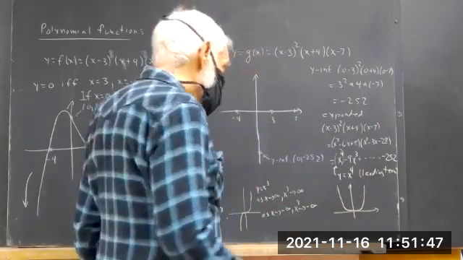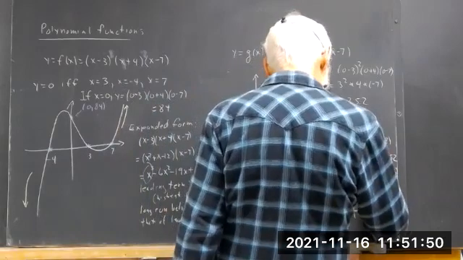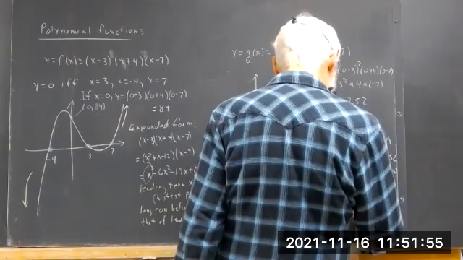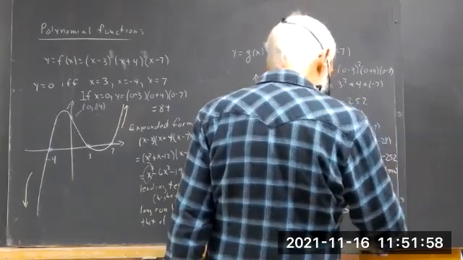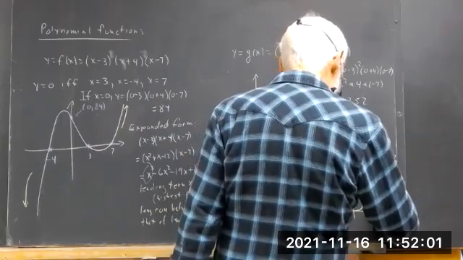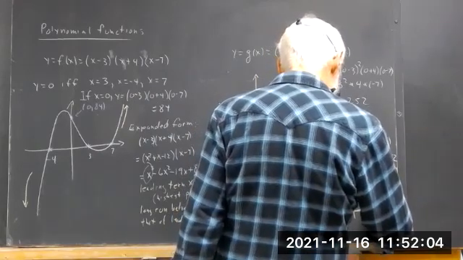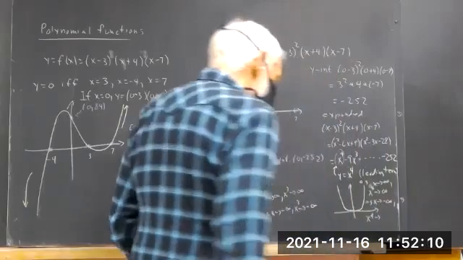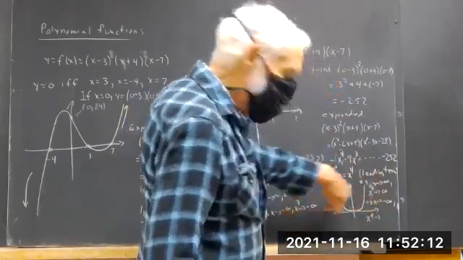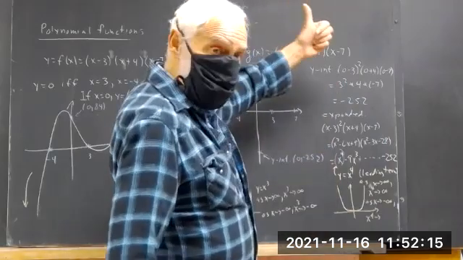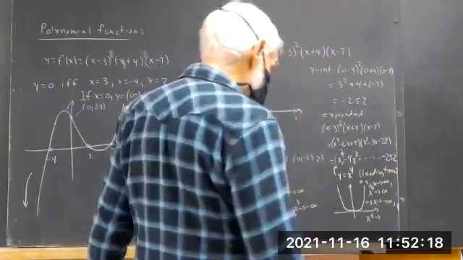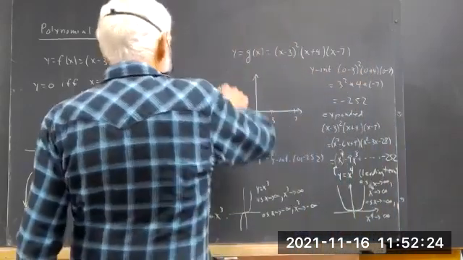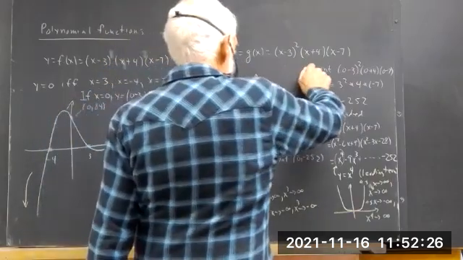Okay. So as x goes to infinity, x to the fourth goes to infinity. What does x to the fourth do as x goes to negative infinity? You go this way, it still goes to infinity. It doesn't go negative, it goes positive. So now we know our far left and far right behavior is like this.